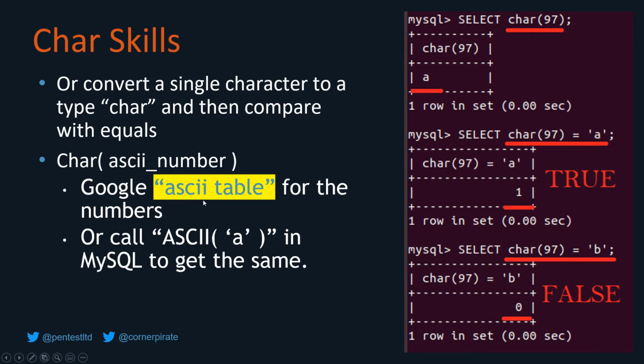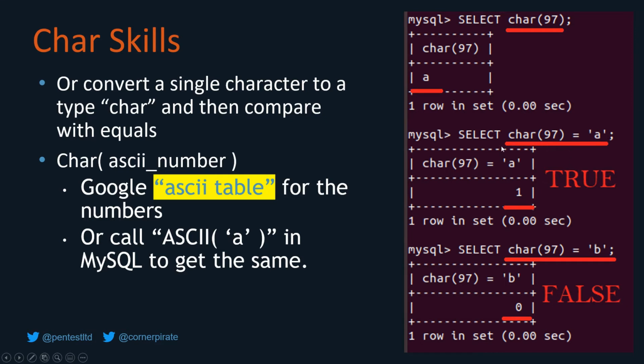But Google ASCII table, and it will show you all the characters, printable, not printable, numbers, letters, whatever symbols are on your keyboard. And yeah, like I said, unprintable ones like new line, etc. So if you know what number it is in ASCII, you can use the char function to return that specific character. So number 97 is the letter A. If you select number char 97 equals to the string A, it returns true.